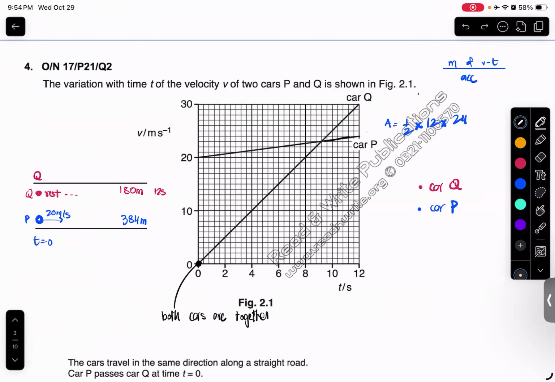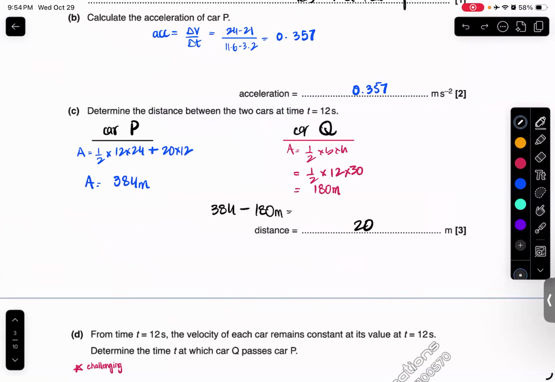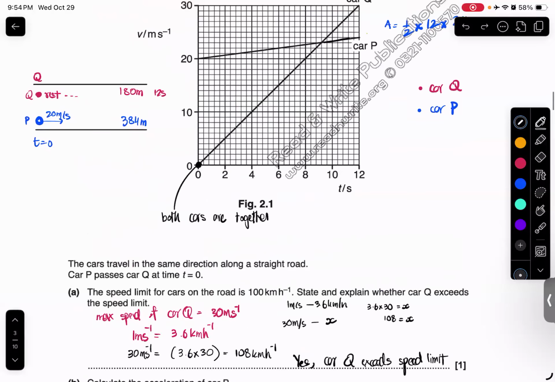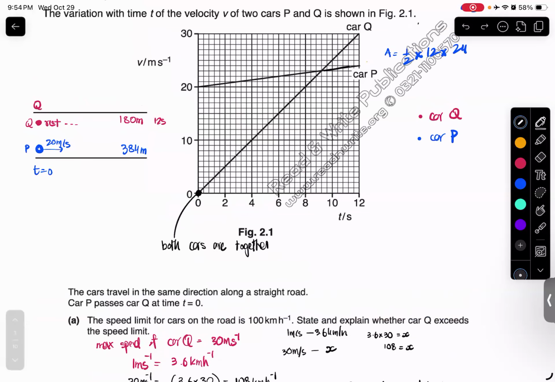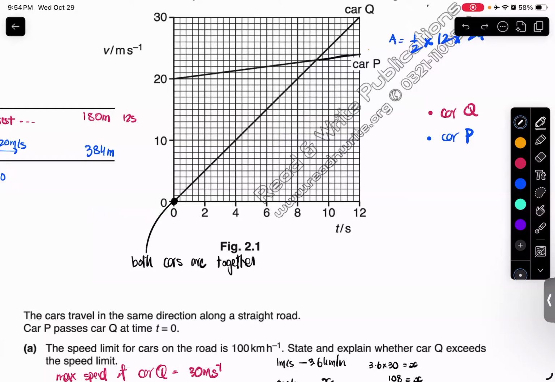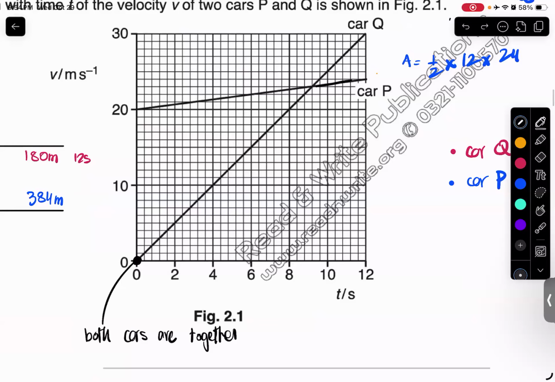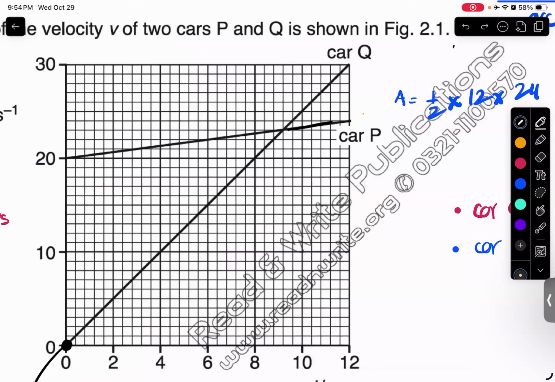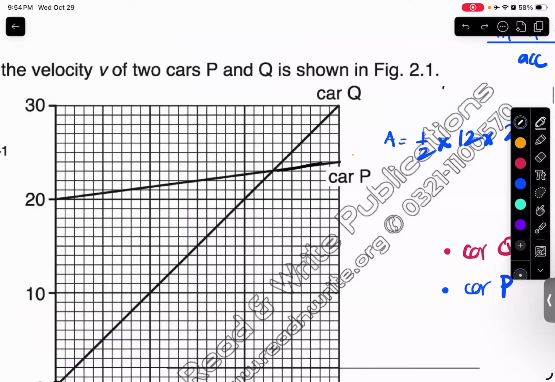Okay, wait. So did I do it right? Wait 1 second. 1/2 into 30 into 12, 180. Yes. And I think I did one thing wrong. 1/2 into 12 into 24 plus 20 into 12. That's 384. 20 into 12. Yes. And 24 into, wait, I think I did one thing wrong. We did one thing wrong. Yes. The height.